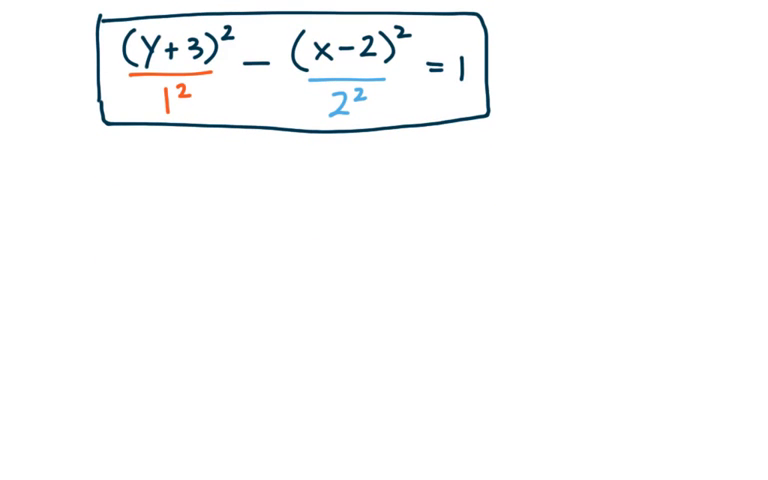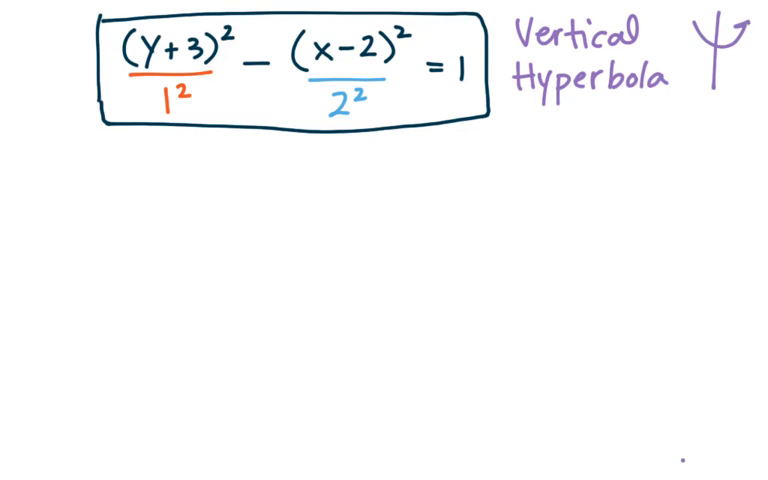So now that we are this far through the problem, we know that this is a vertical hyperbola. That means it has a vertical transverse axis, and it means it opens up and down. Okay, so we've got a vertical hyperbola. Remember, my A value comes first. So A is 1, and my B value comes second.